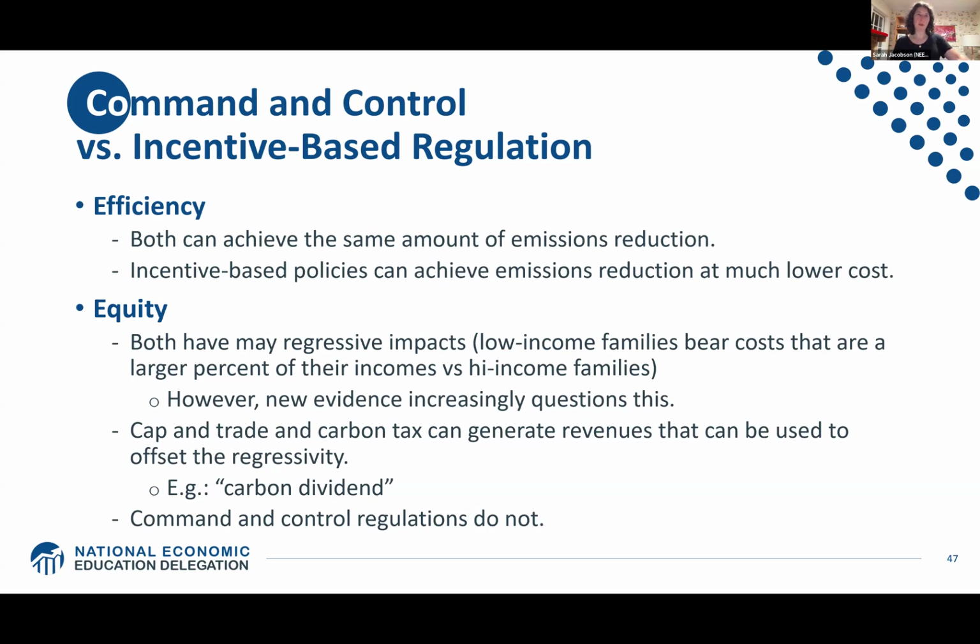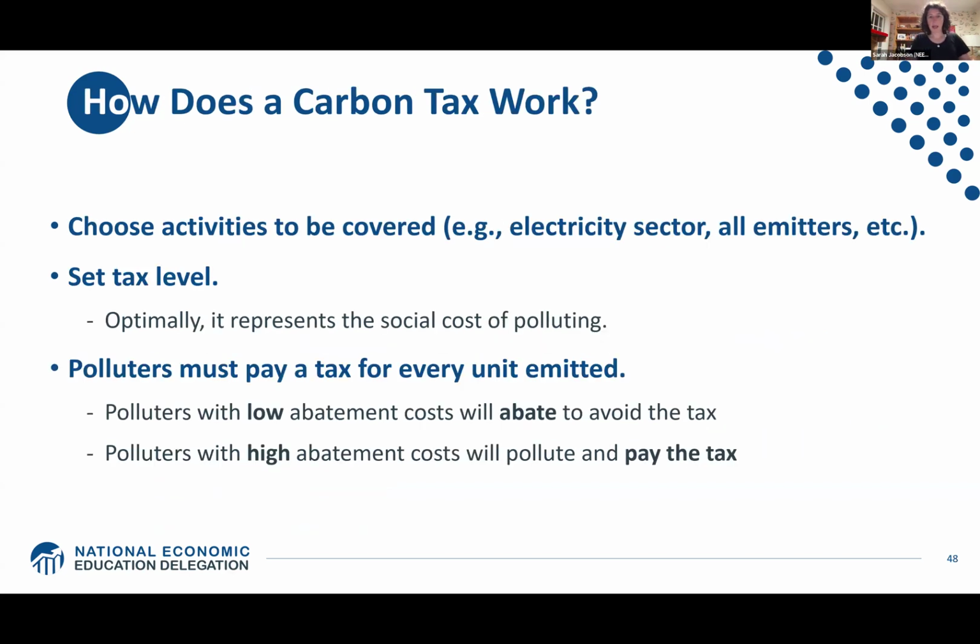Both of these might have these burdens in terms of the cost of living. But what's nice about the cap and trade and carbon tax is that they both generate revenues. And with those revenues, you can do whatever you want. You can give them back to people in general. You can give them back as a subsidy to low-income folks, and command and control regulations don't. So these are a couple of reasons that we like these incentive-based regulations. I'm going to talk to you about a carbon tax and then a cap and trade.